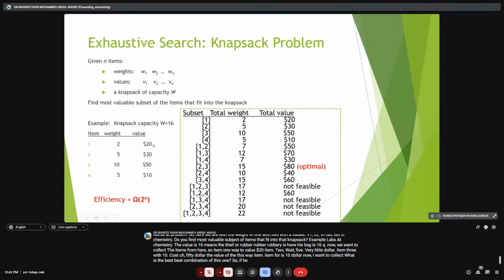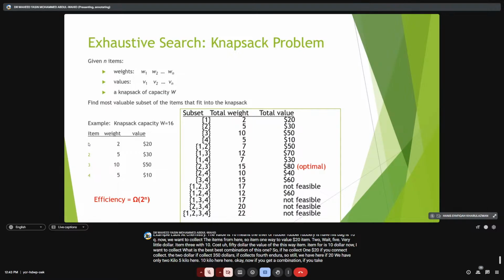If he collects 1, $20. If he collects 2, $30. If he collects 3, $50. If he collects 4, $10. So we have here 2 kilo, 5 kilo, 10 kilo, 5 kilo. Okay, now he will get a combination.